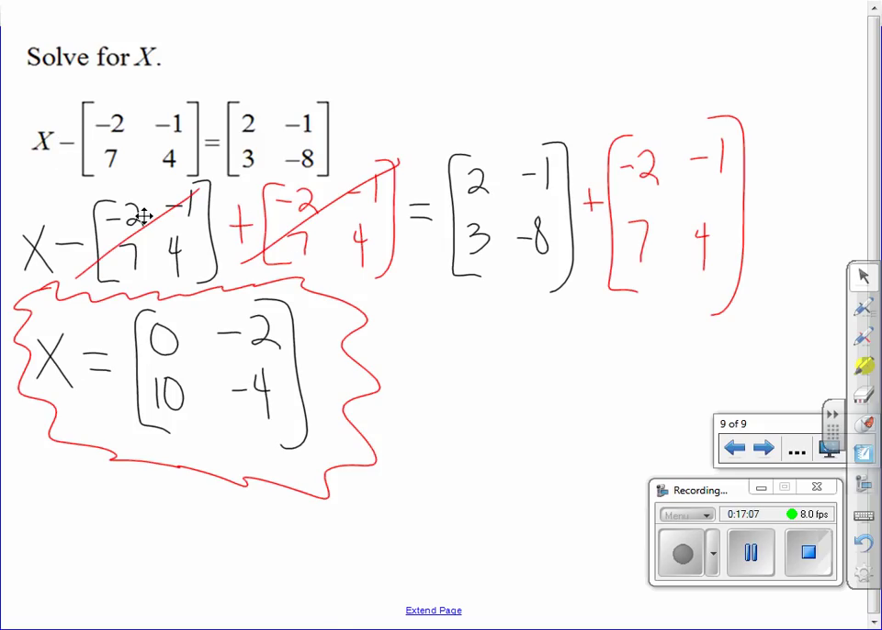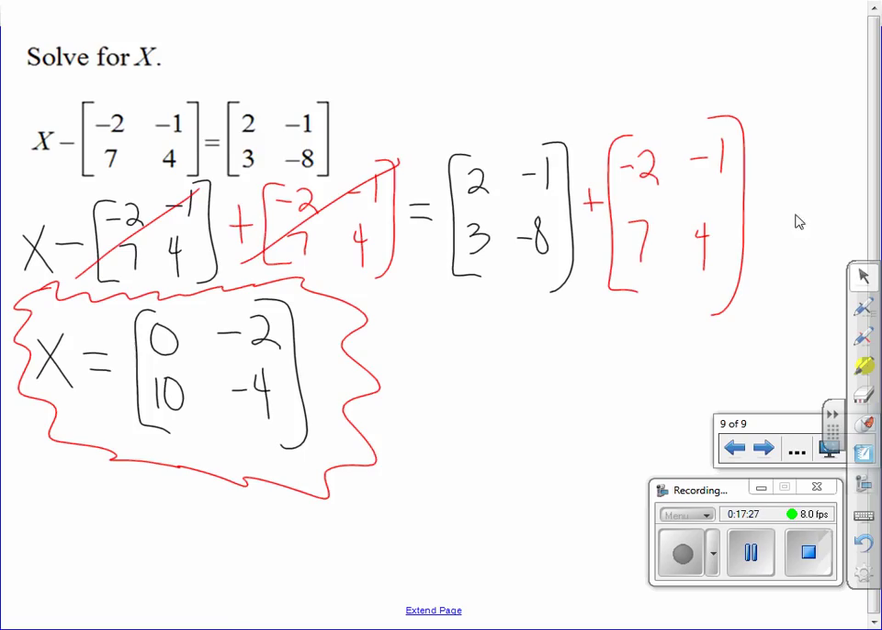These two matrices cancel each other out because they're opposite matrices. They're opposites of each other. They're going to cancel out, right? It'd be like saying x minus 2 plus 2, or x minus negative 2 plus negative 2. Those would cancel out as well.